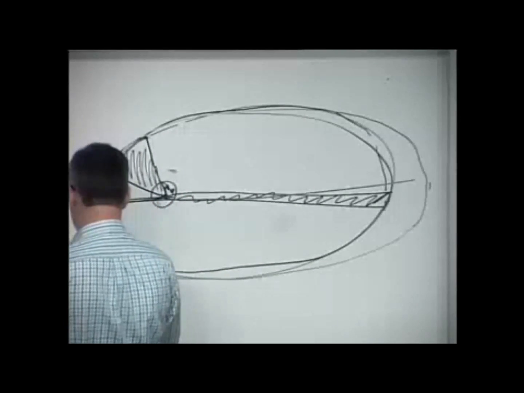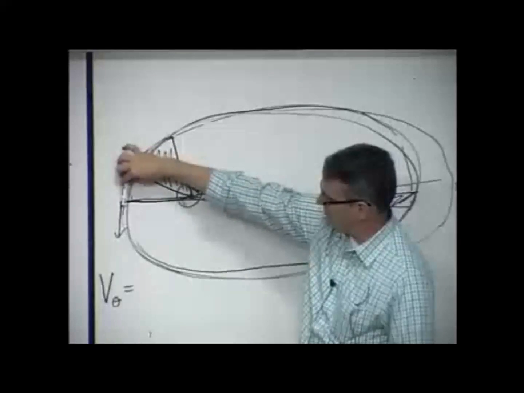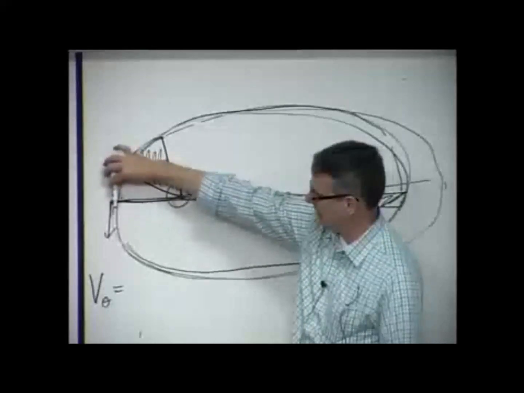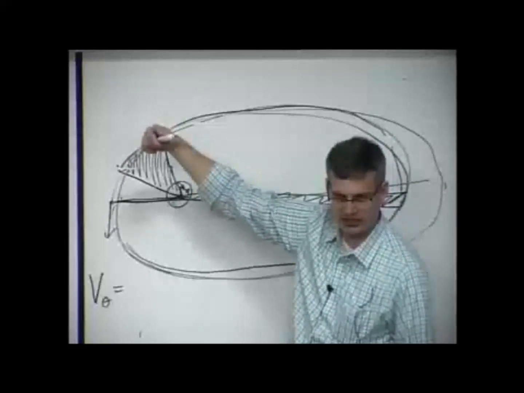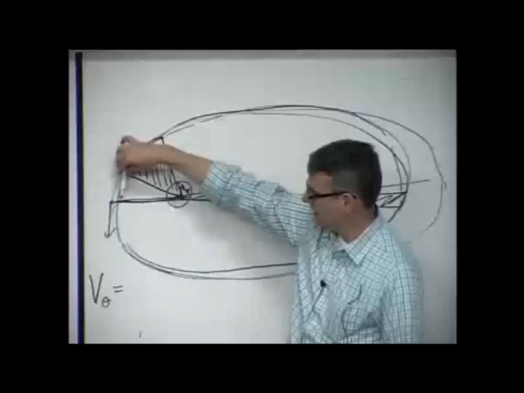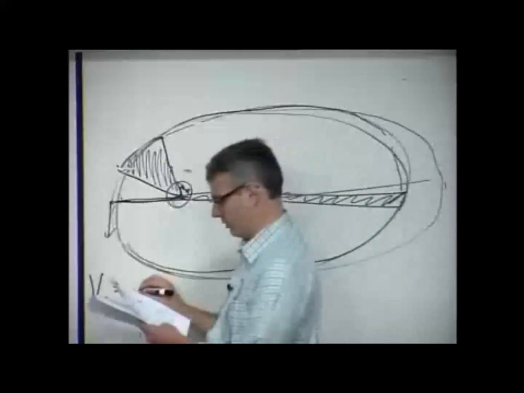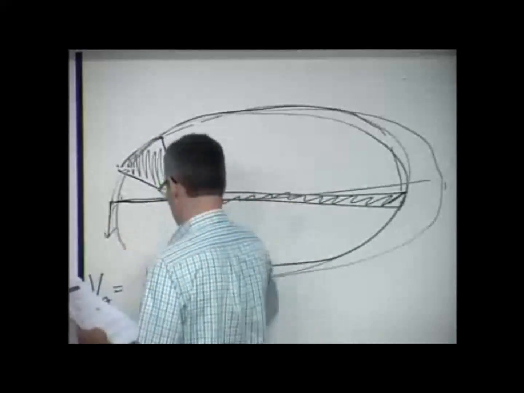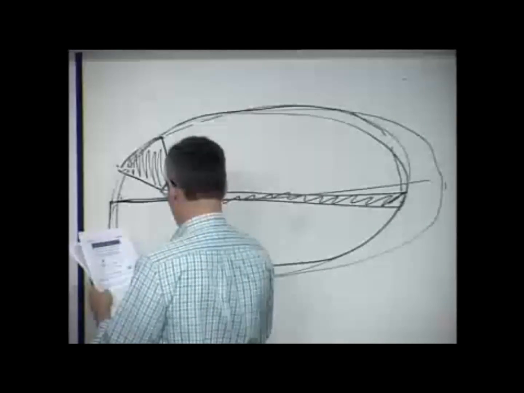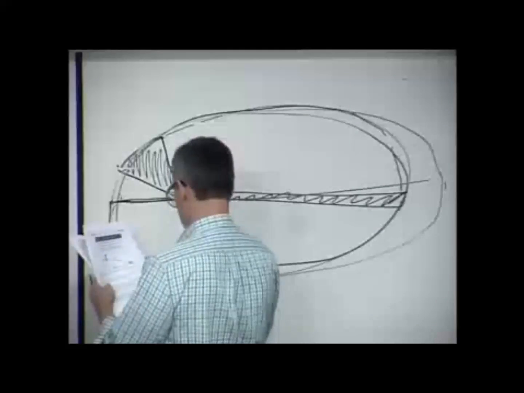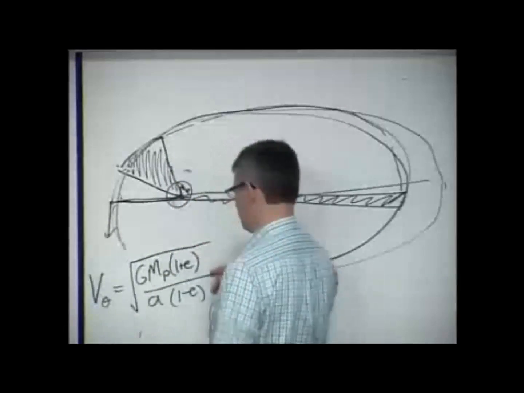V theta, the nice thing about, at this point, the path, the trajectory of the orbit is perpendicular to the semi-major axis. One of the only points on the ellipse that this actually happens. And so there is no r component of velocity. There is only a theta component of velocity. And there's actually a nice little formula for that. It's the square root of GM over p, times 1 plus e, divided by the semi-major axis times 1 minus e, whatever your eccentricity is.